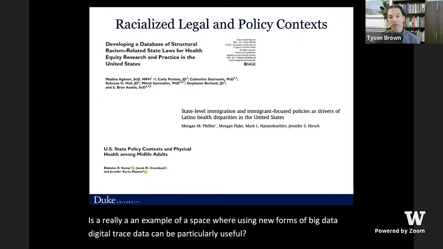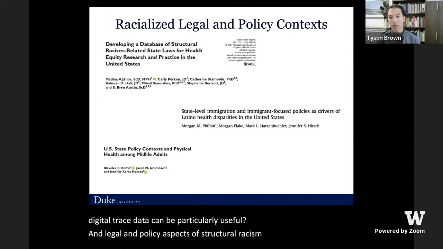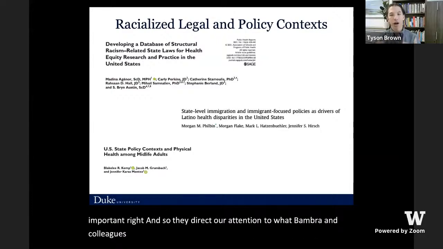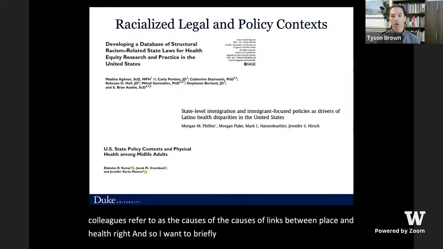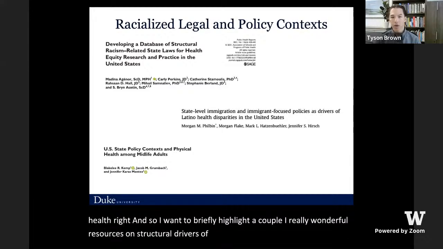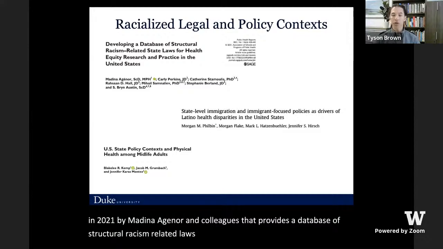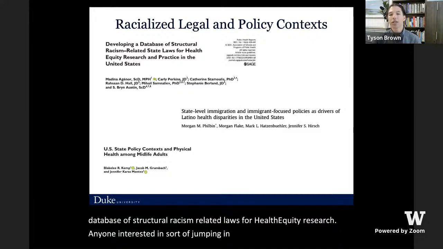And legal and policy aspects of structural racism are also really, really important, right? And so they direct our attention to what Bambra and colleagues refer to as the causes of links between place and health, right? And so I want to briefly highlight a couple of really wonderful resources on structural drivers of health. There's an article that came out in 2021 by Medina Agenor and colleagues that provides a database of structural racism related laws for health equity research. Anyone interested in jumping into this space, I would encourage you to check that out.